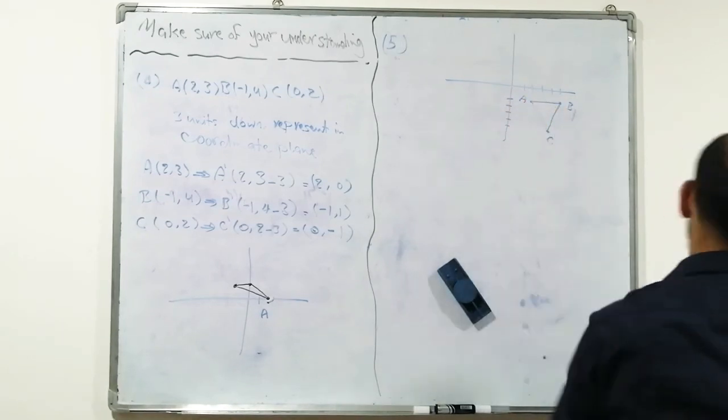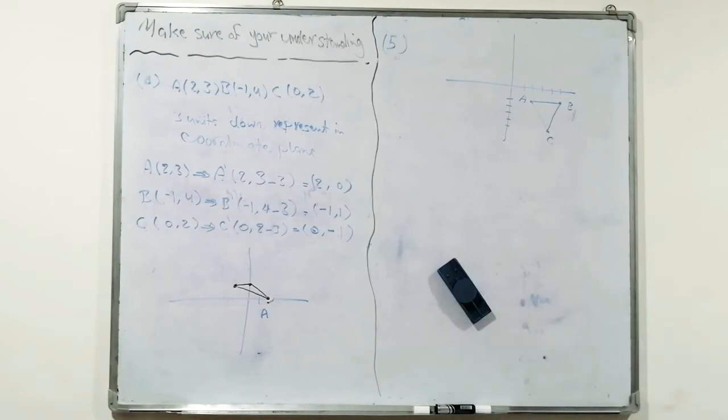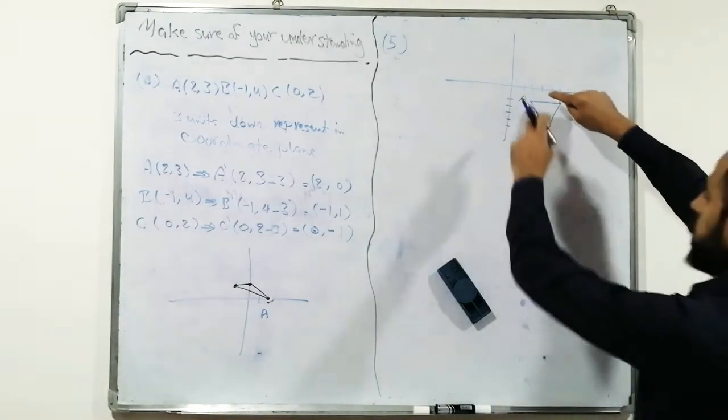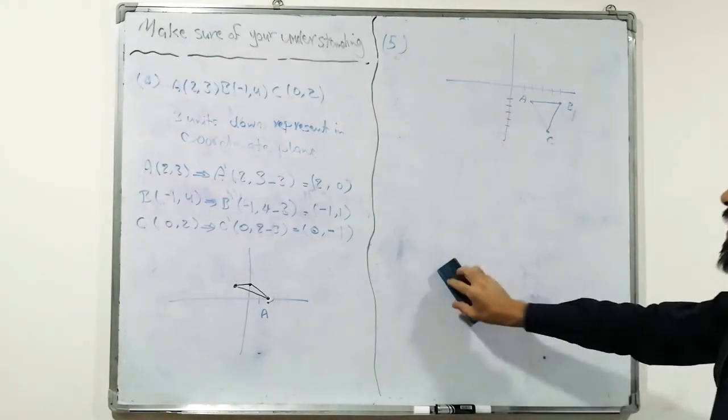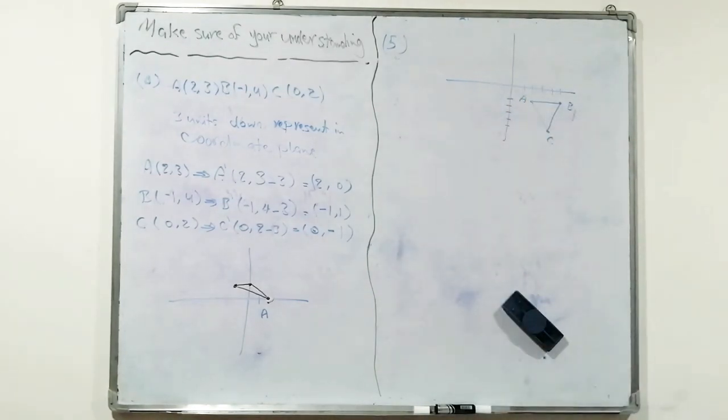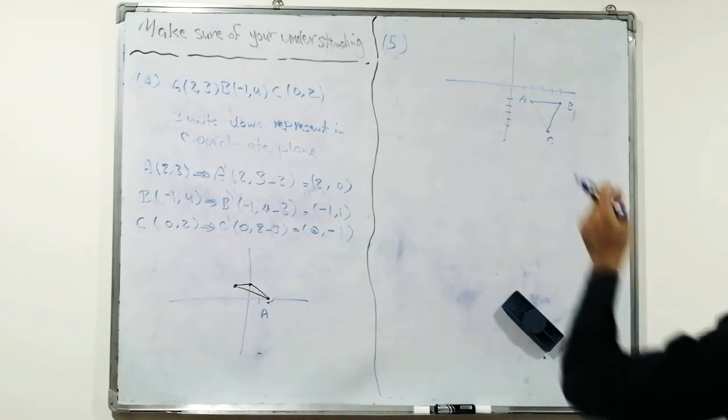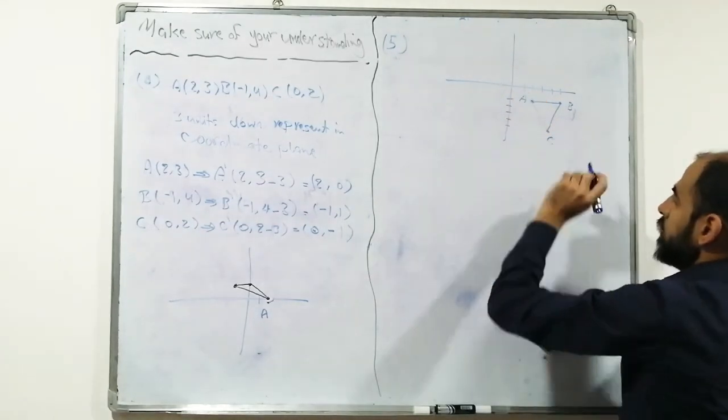He didn't give us the ordered pairs or the vertices of the triangle, so we have to determine the points of the triangle from the coordinate plane.